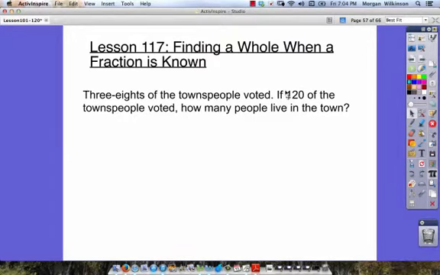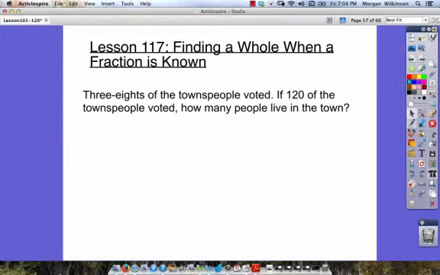Lesson number 117 is about finding a whole when a fraction is known. And our first question says, 3/8 of the townspeople voted. If 120 of the townspeople voted, how many people live in the town?